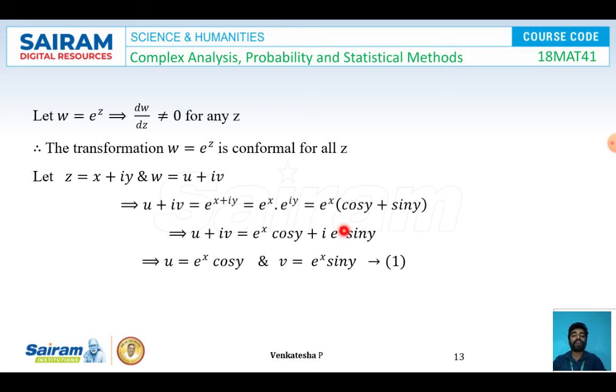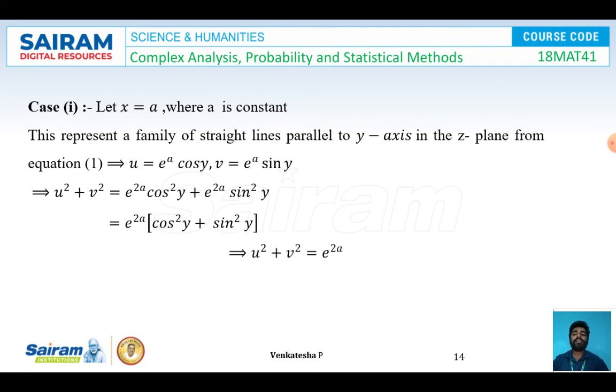On taking e power x inside, I'll be getting u plus iv is equal to e power x cos y plus i e power x sin y. By comparing the coefficients, I got u is equal to e power x cos y and v is equal to e power x sin y. Call this equation number 1. Now this transformation falls into 4 cases. The first case: I'm taking x is equal to a, where a is a constant, and this x is equal to a is a family of straight lines parallel to the y axis in the z plane.